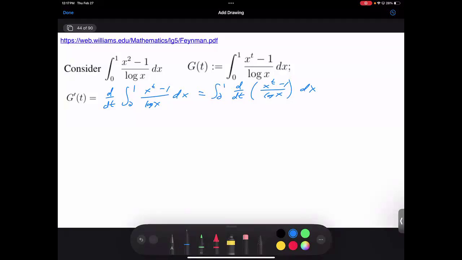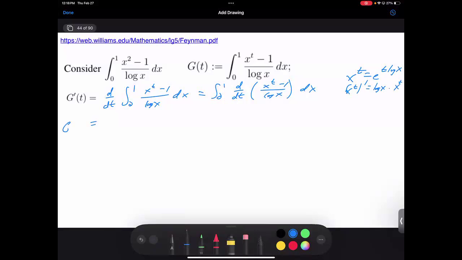What's the derivative with respect to t of this? And how can I write x to the t? Because I want to differentiate with respect to the exponent. So how should I write x to the t? Yeah, it's e to the t log x. So the derivative of x to the t is just the log of x times x to the t.